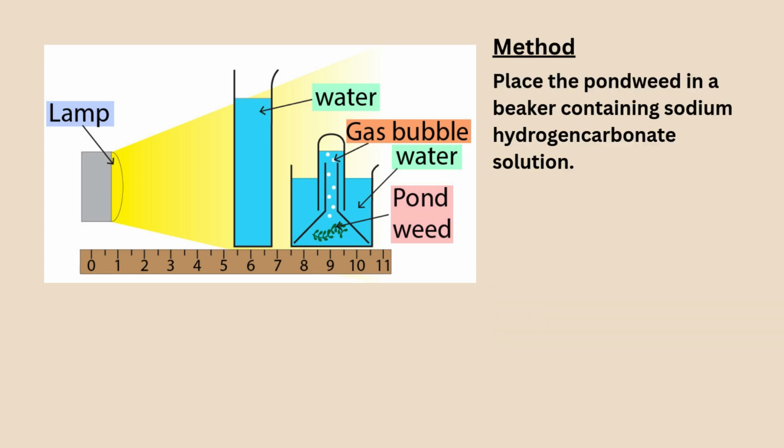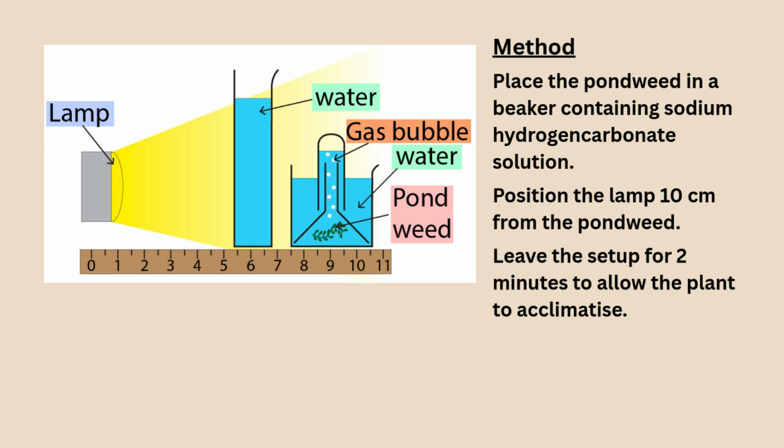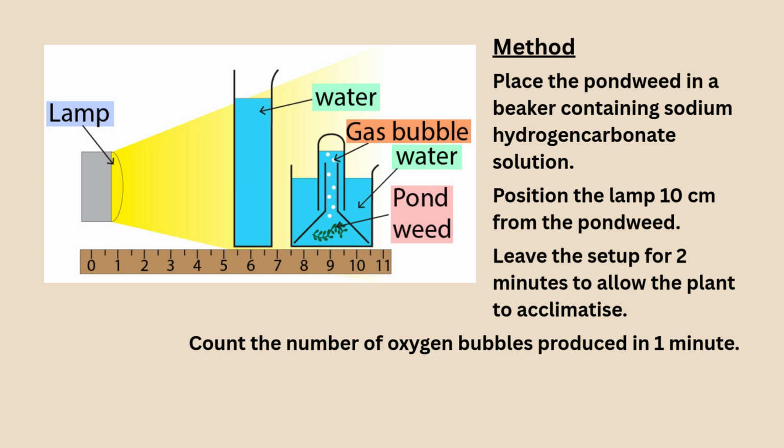the pondweed. For the method, you place the pondweed in a beaker containing sodium hydrogen carbonate solution. The sodium hydrogen carbonate will provide a source of carbon dioxide. You position the lamp 10 centimeters from the pondweed. Leave the setup for 2 minutes to allow the plant to acclimatize, and you count the number of bubbles of oxygen produced in 1 minute.